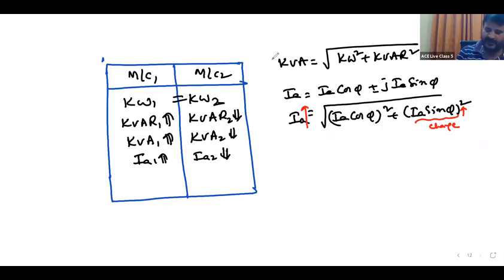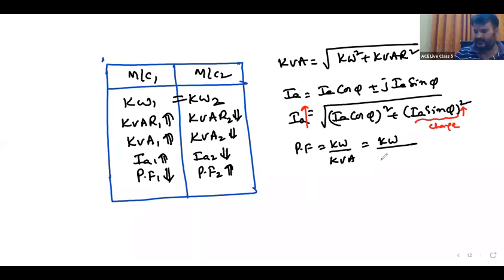What about power factor? Power factor of the first machine will reduce, because reactive power is increased. Power factor of the second machine will increase. Why? Because power factor is equal to active power divided by kVA, that is kW divided by the square root of kW square plus kVR square. In other words, power factor is proportional to active power and inversely proportional to reactive power.